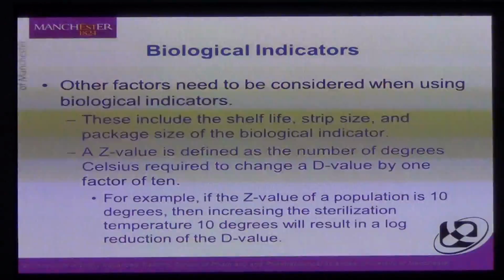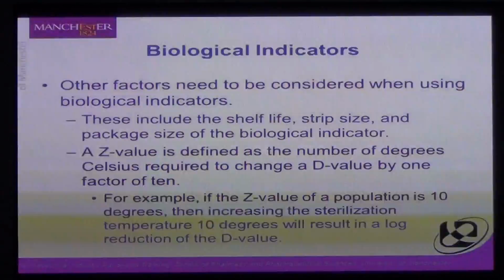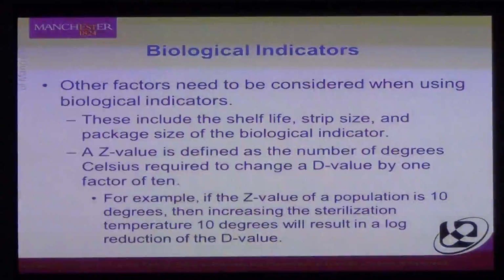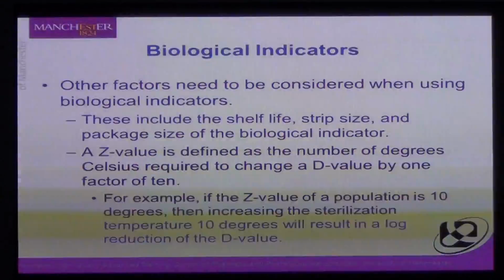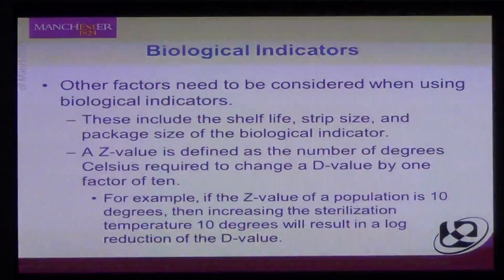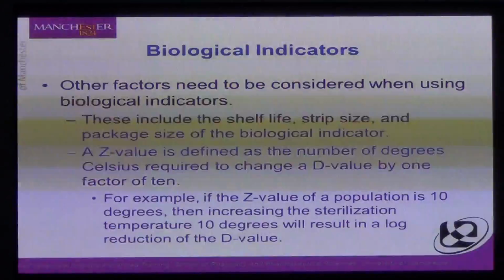Other factors that need to be considered when using biological indicators include the shelf life, the strip size, the package size, and whether a Z value is needed. Now the Z value is defined as the number of degrees Celsius required to change the D value by a factor of 10. And the Z value is discussed at length in the course as well.